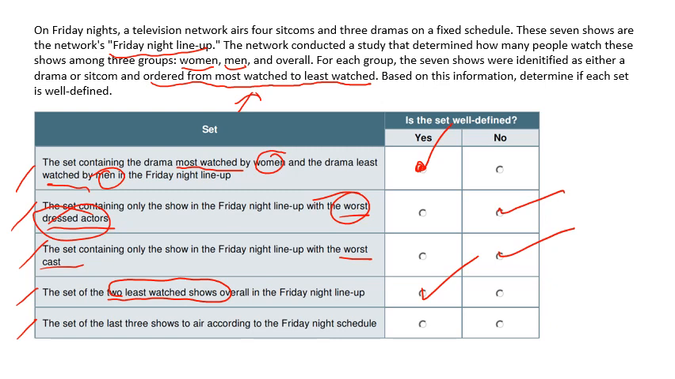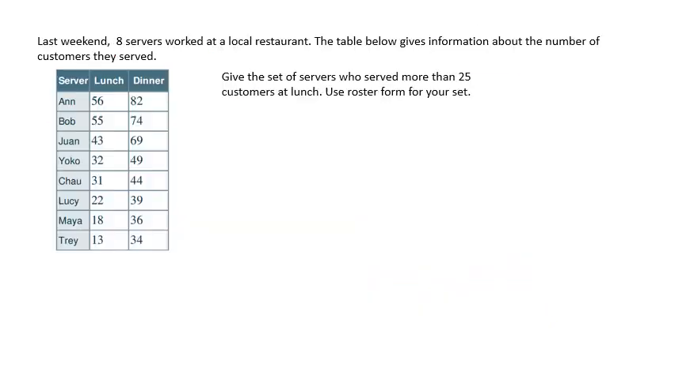Yes, television airs 4 sitcoms and 3 dramas on a fixed schedule. That's the Friday night lineup. So we did collect that information, and we should be able to determine which three shows were airing at the end of the night. Again, I suggest pausing the video, trying to work the problem out, and then restarting the video.